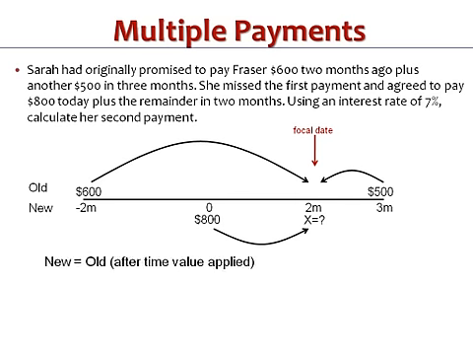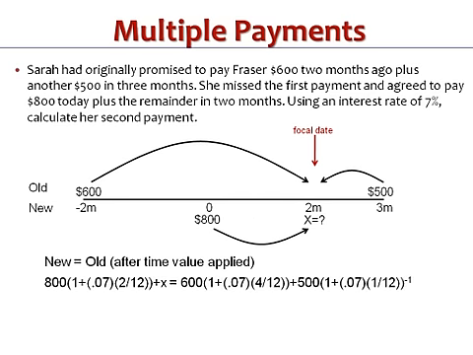So the new should be the same as the old payments after we've done all of our time value calculations or accounted for interest. Well, what is the new? 800 carried forward 2 months plus X should be equal to 600 carried forward 4 months plus 500 brought back 1 month. All right. So I've moved everything to the focal date really, and I want to set them equal to each other. If I work out the numbers here, I get 809.33 plus X is equal to 614 plus 497.10. How do we solve for X?